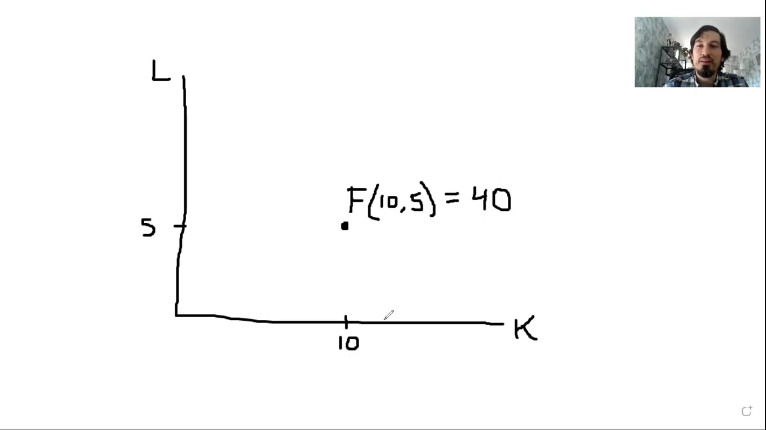Is this enough to tell you what the production function is? I've given you 1 point on the production function, but I haven't told you what the production function is, right? What is a production function? You should be able to give me any point here, any K and any L, and it'll tell you what capital F is. Remember, you're like a business producing widgets, and this F function tells you how many widgets you could produce with this many units of capital and this many units of labor. The answer is 40.